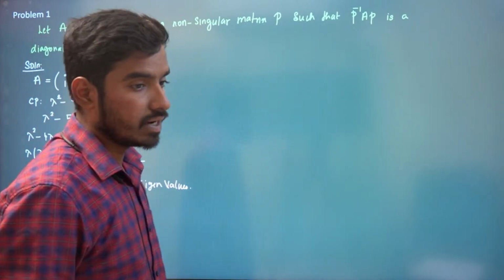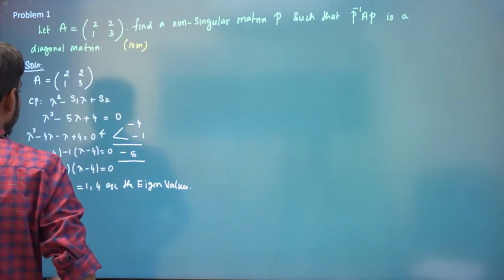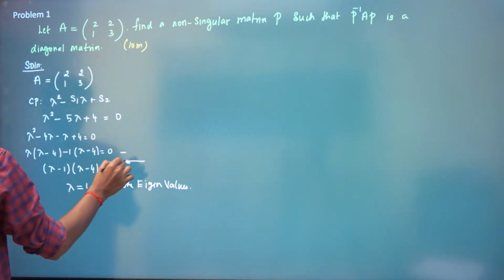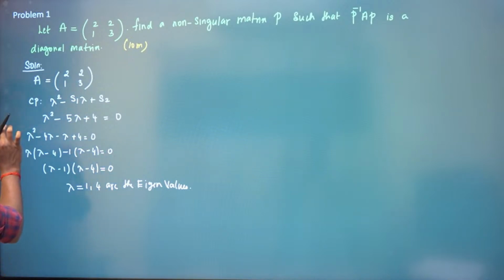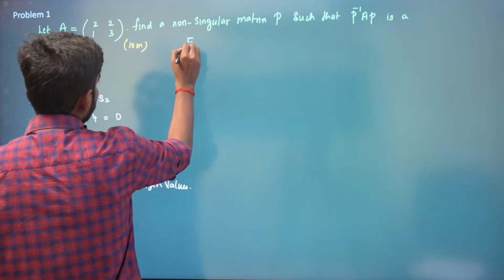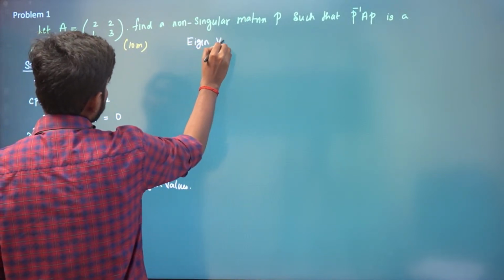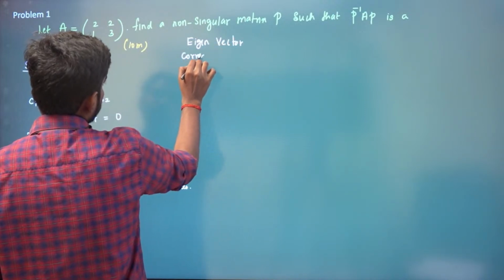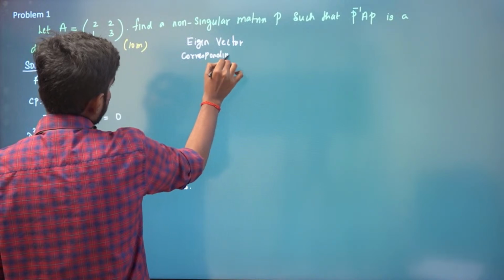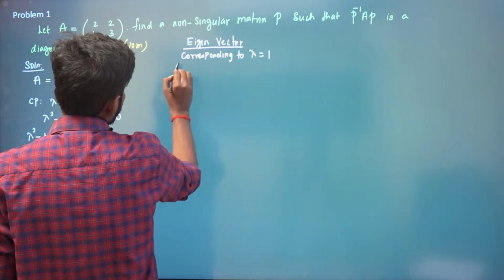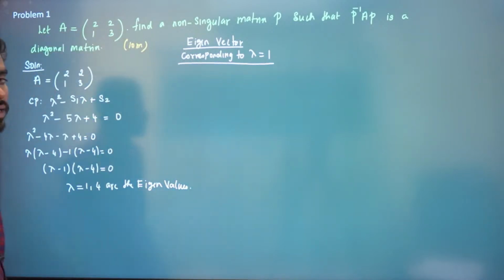Now we will find eigenvector corresponding to each eigenvalue. These are very simple, right? Okay. So eigenvector corresponding to lambda is equal to 1. So we will find eigenvector corresponding to lambda is equal to 1.